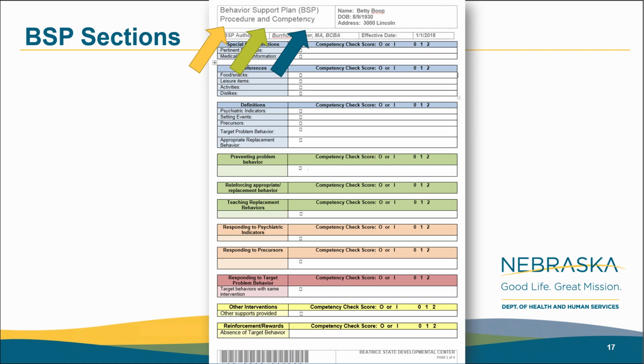We'll be taking a look at a sample BSP, in this case written for an individual named Betty Boop, who was born 8/9 of 1930 and who lives at 3000 Lincoln Street. In the next slides, we'll walk through the different sections that might be contained in a BSP. Remember that because every BSP is written specifically for a particular individual, not every section we discuss today will be contained in every BSP. However, you will probably find most of these sections in any BSP you use.